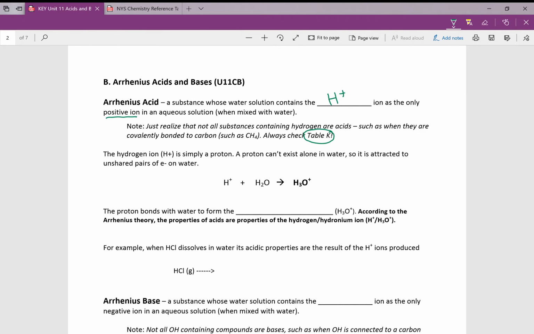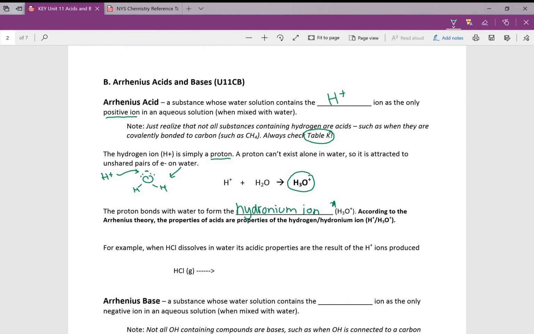So the hydrogen normally by itself has 1 proton and 1 electron. So if it's an H+, that means it lost an electron. So it's just simply a proton. And a proton isn't going to just exist alone in water. It's attracted to the unshared pairs of electrons on water. If you remember, we've talked about this a couple times so far this year. We have water, and oxygen has those unpaired electrons. Think of these as negative. If I have this hydrogen ion, we know opposites attract, so it's going to get attracted and bond with the water to produce H3O+. When that proton bonds with the water, it forms the hydronium ion.